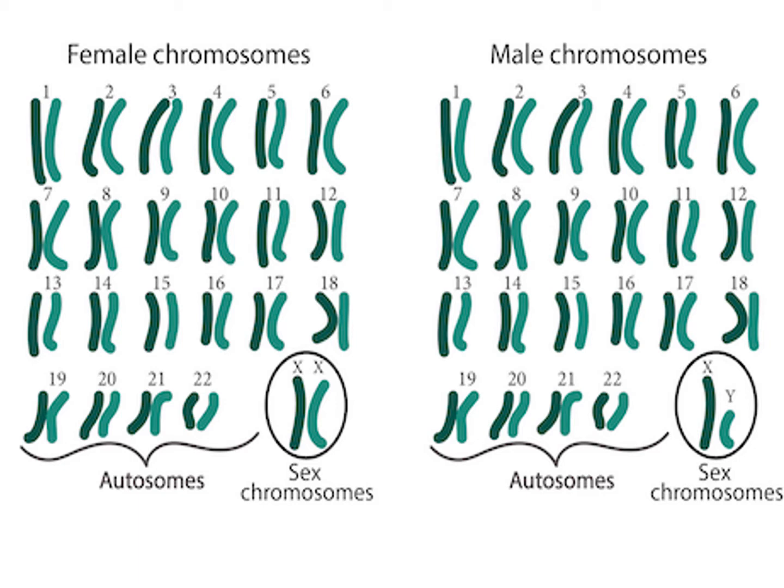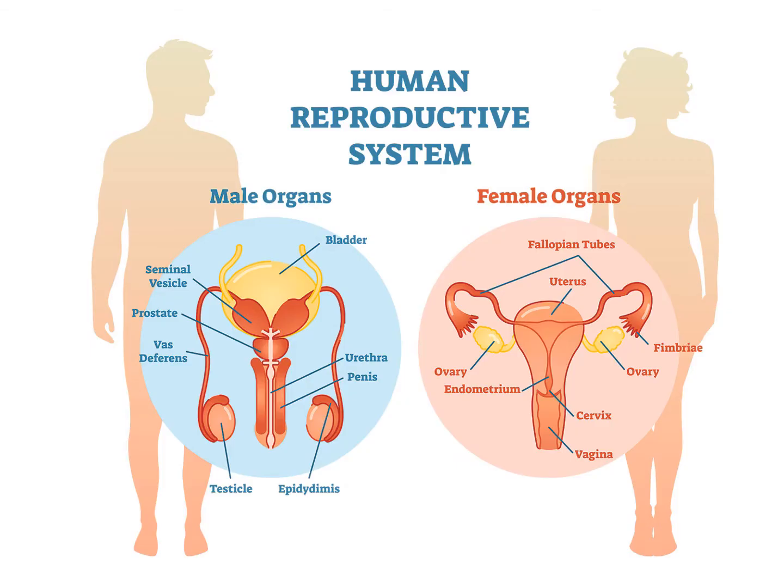So, we have studied in the chapter of heredity and variation that men have XY sex chromosomes along with the 22 autosomes, and women have XX sex chromosomes along with the 22 autosomes. The reproductive system with the specific organs develops in the body of men and women because of these sex chromosomes only.